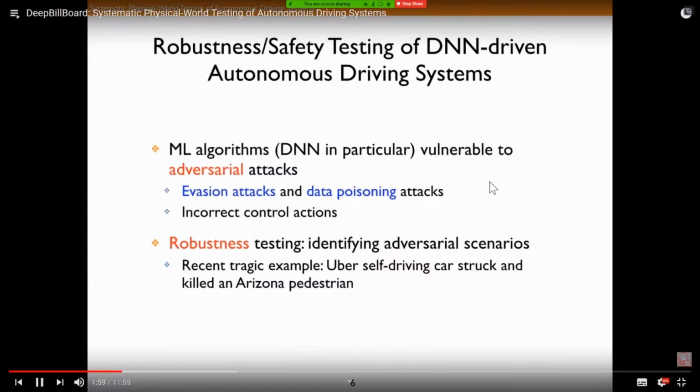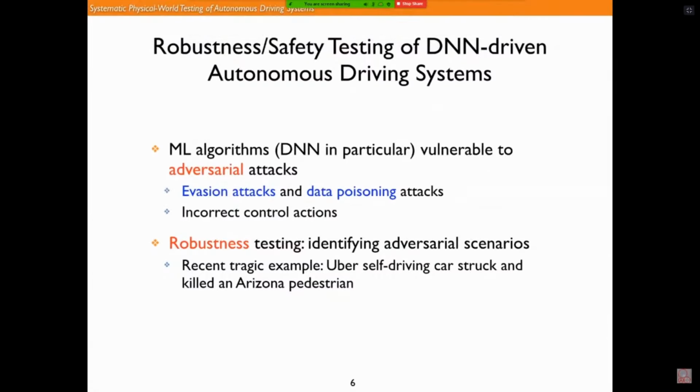Because of the safety criticalness of autonomous driving, robustness and safety testing becomes a very important topic, particularly given that recent research has shown that machine learning algorithms, and DNNs in particular, are very vulnerable to adversarial attacks. So the result is that the DNN models, for example steering, will not be able to make correct control decisions like the steering angle. So the goal of robustness testing in software engineering is trying to identify adversarial scenarios.